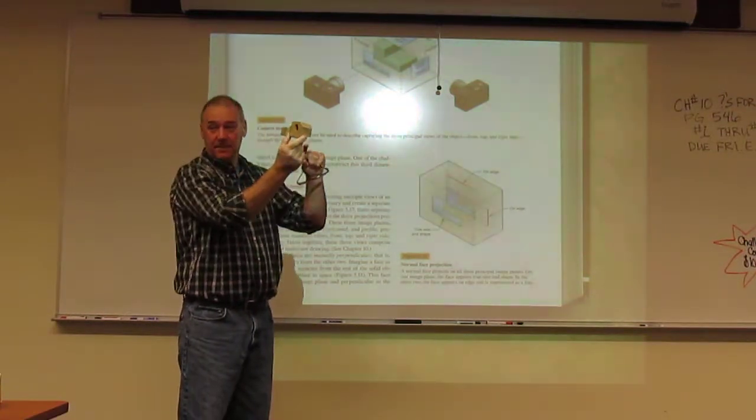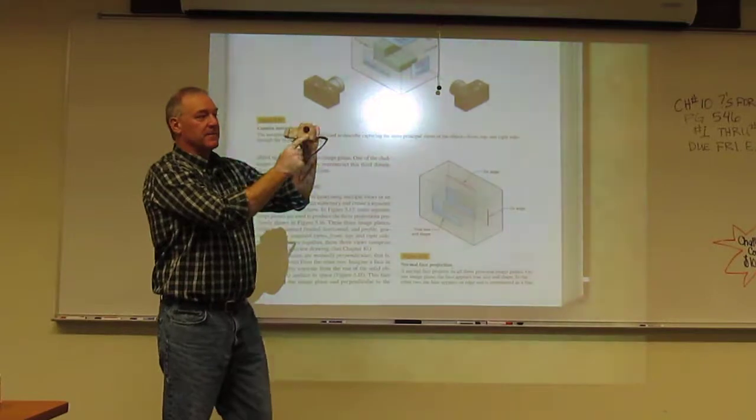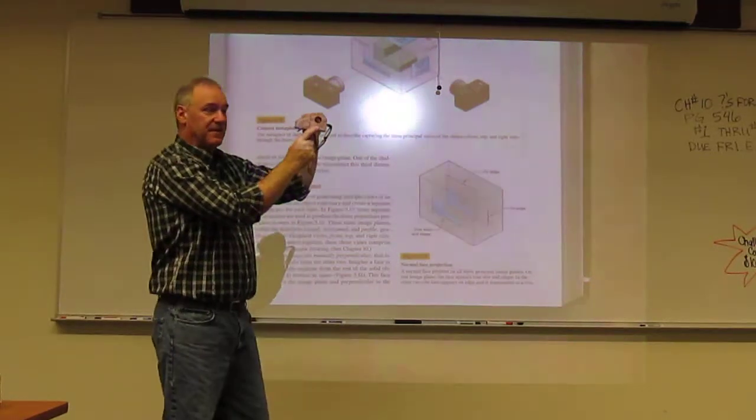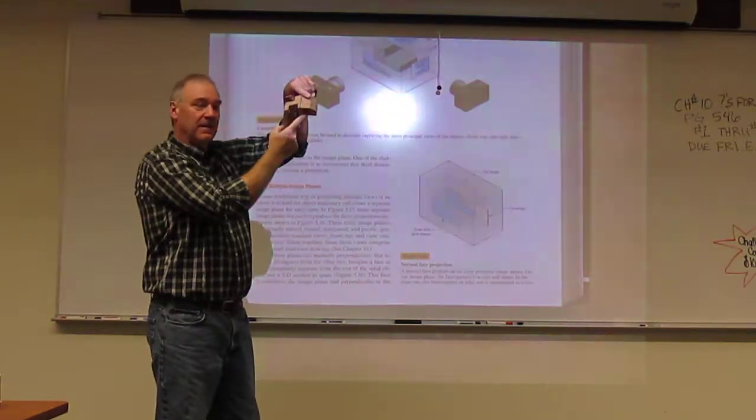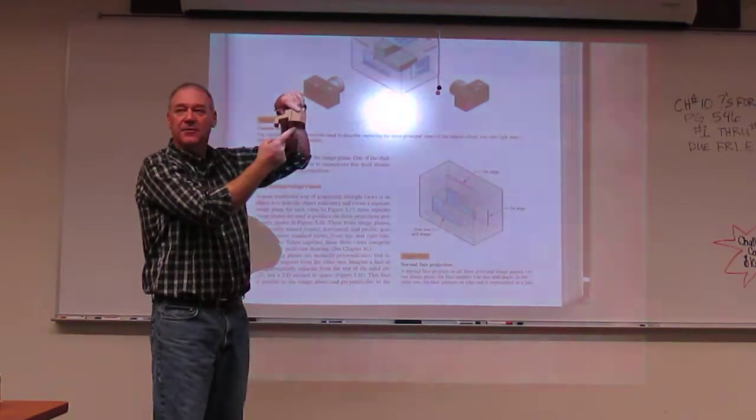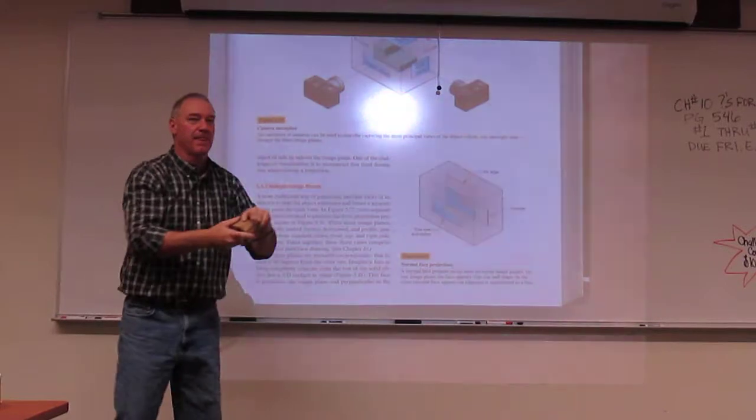You have to use hidden lines. See it as a line, right? A normal plane is always true size and shape. How do you know? Go to any other view and it's got to be a line. That's how you tell it's a normal plane.